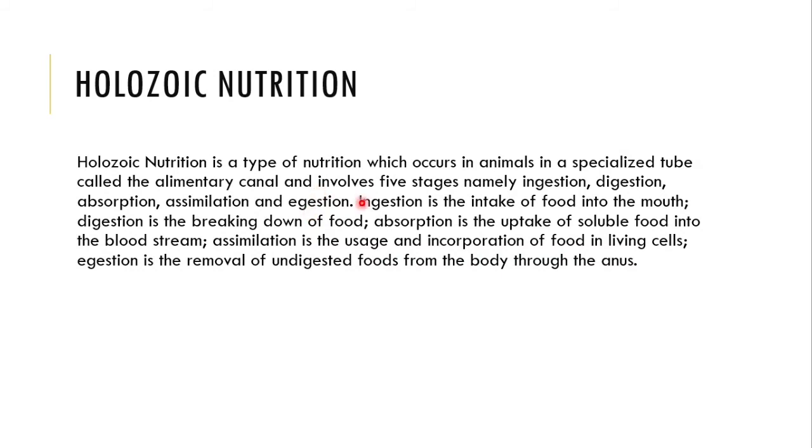So ingestion is the intake of food into the mouth. Digestion is the breaking down of food. Absorption is the uptake of soluble food into the bloodstream. Assimilation is the usage and incorporation of food in living cells. Then egestion is the removal of undigested foods from the body through the anus. We're going to look at this type of nutrition later on in the syllabus, but for now, we have an idea of Holozoic nutrition.